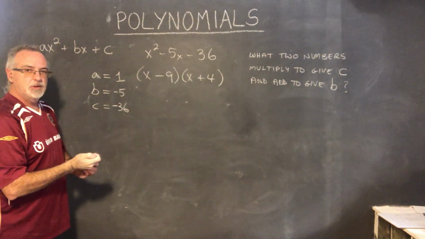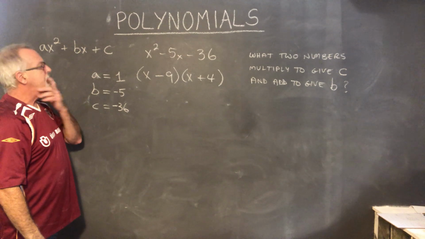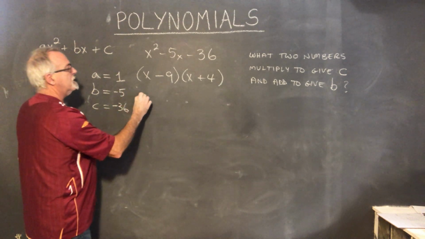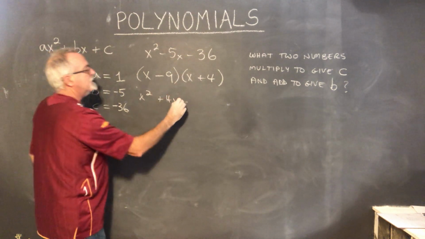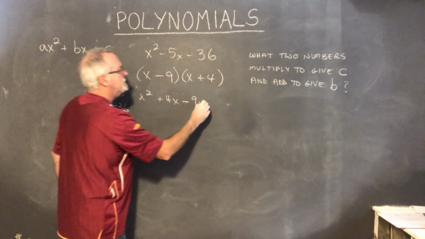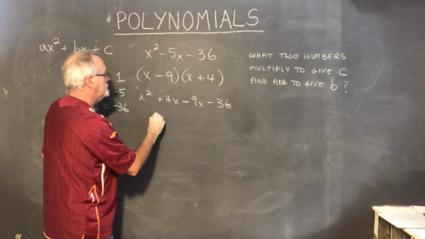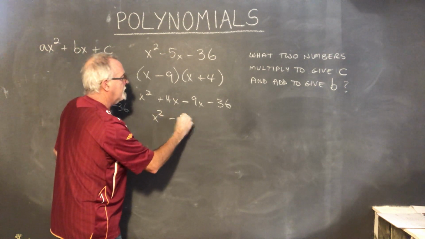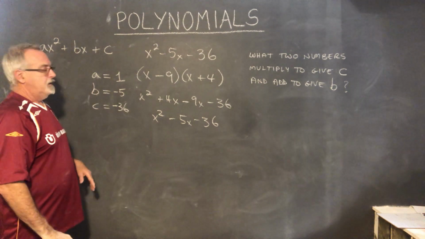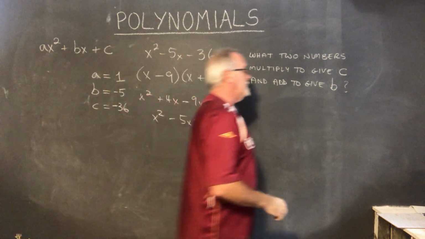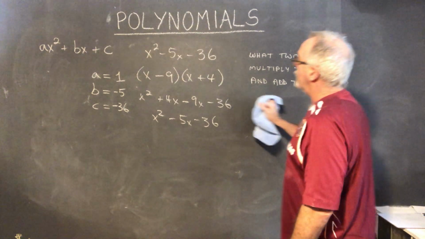Notice how writing the answer is the fast part. FOIL. X times x, x squared, x times 4, that's plus 4x. Negative 9 times x, that's minus 9x. Negative 9 times 4, minus 36. Combine similar terms. Yep, that's x squared minus 5x minus 36. It worked. Keeps on working. So now I can do them faster because I have found a method that works.